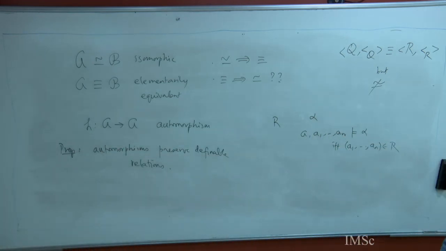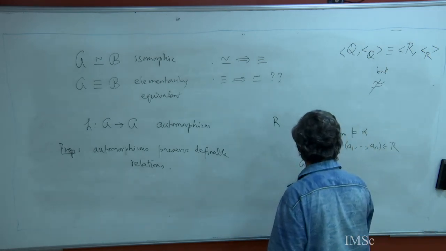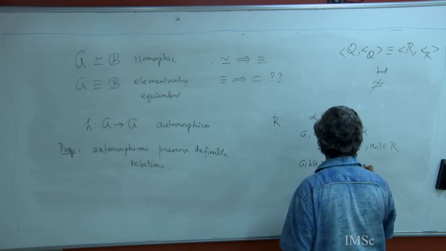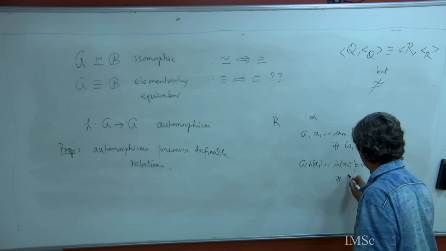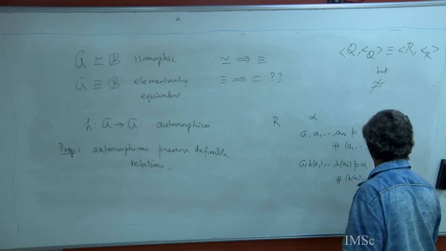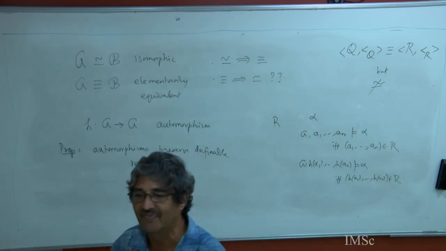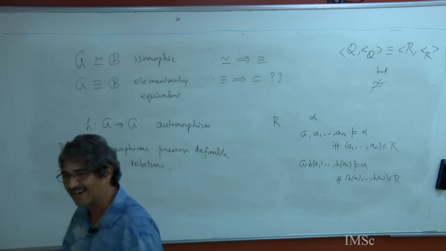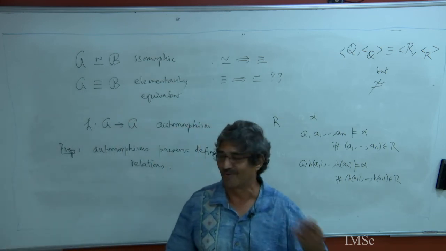That means A with h of a1 through h of an satisfies alpha if and only if h of a1 through h of an belongs to R. This is the same as saying automorphisms preserve definable relations. I don't know which is the correct way to say it.